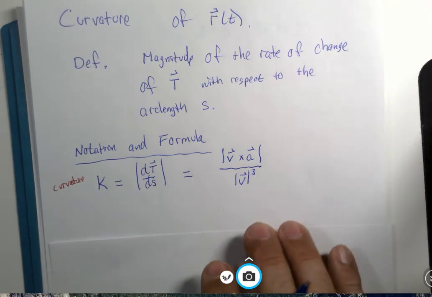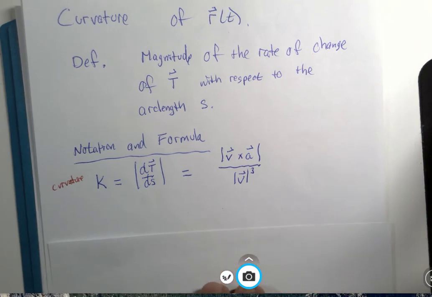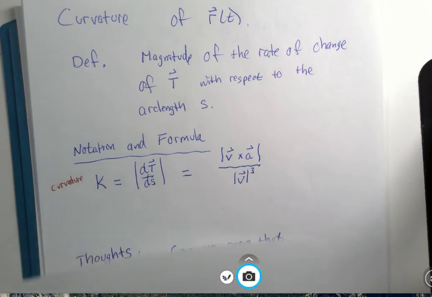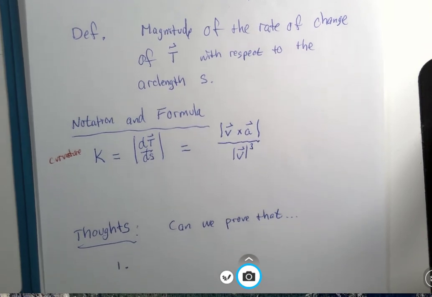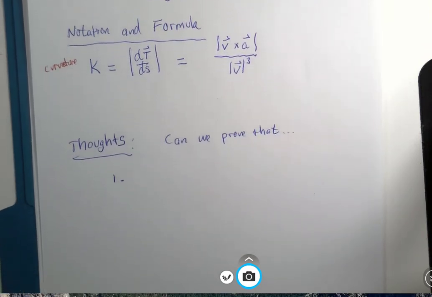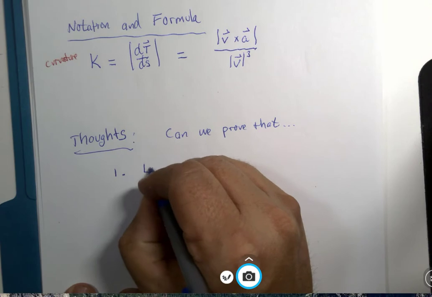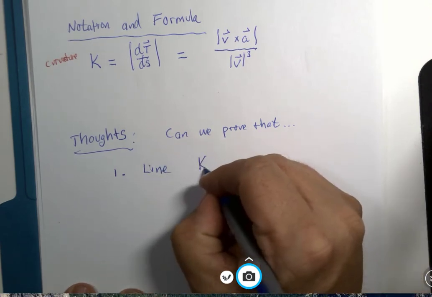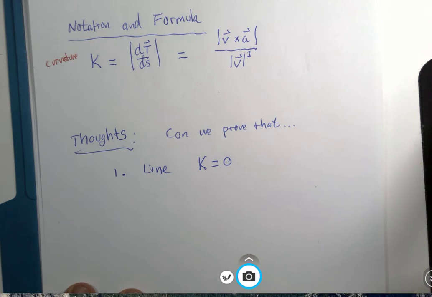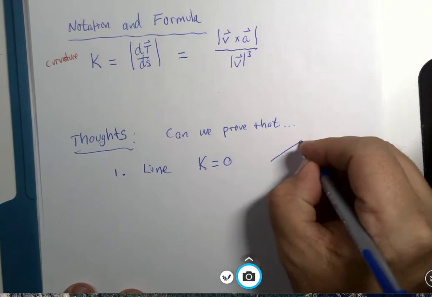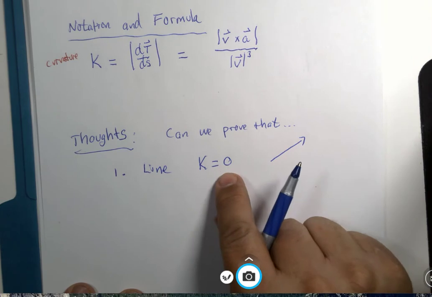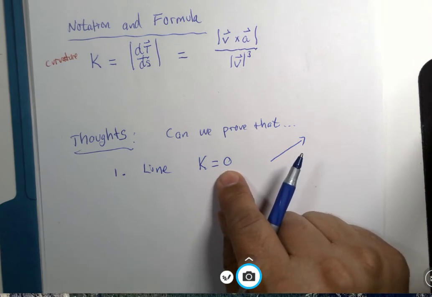Well, I have three things I'm going to show you between this and the next segment. We'll call them thoughts, and they have to do with what we could know about curvature. Let's get rid of that stuff up here and just look at the formula. Could we prove that for a line there is no curvature? Look, it's a line. There's no curvature at all. Sorry, no curvature means zero, the number.